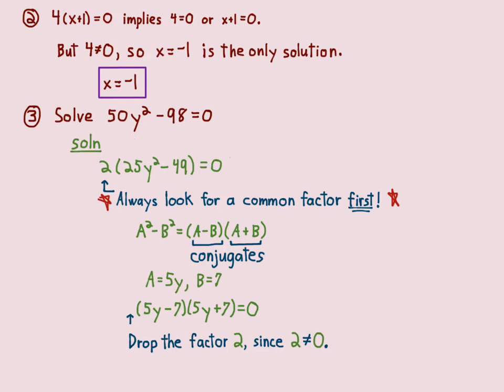Right? So 2's not 0, so I just dropped it here. You could carry it along and then ignore it at the end, but it's better just to get rid of it. So since a product is 0, then each of the factors have to be 0. Or one of the two factors has to be 0, sorry.